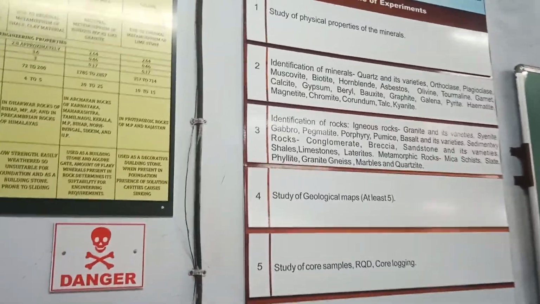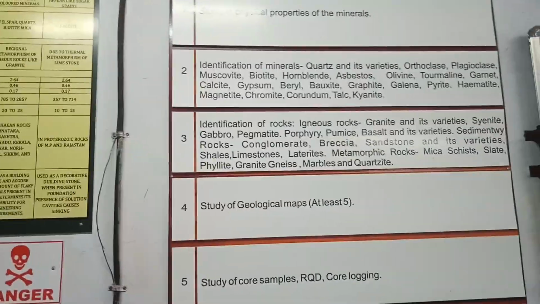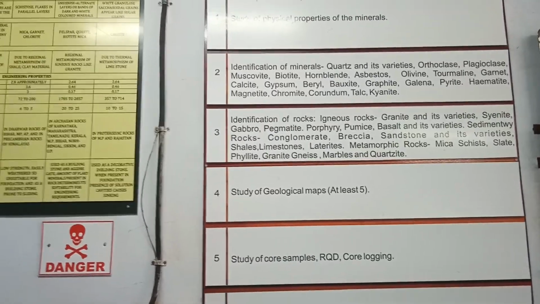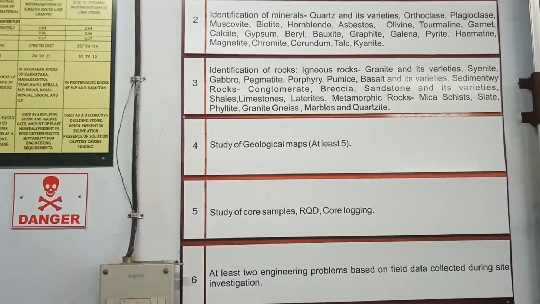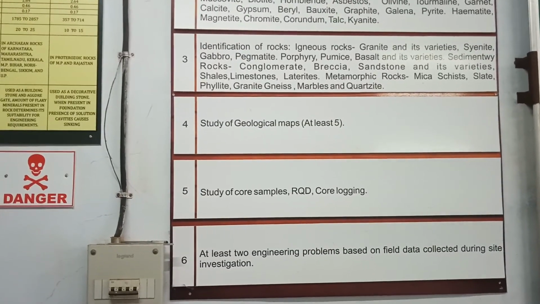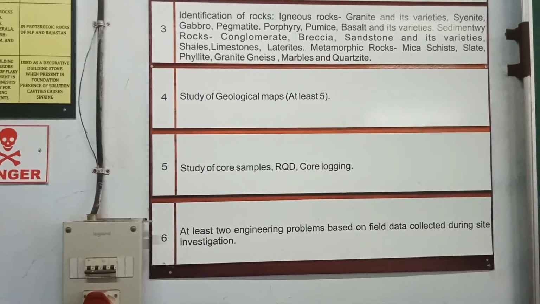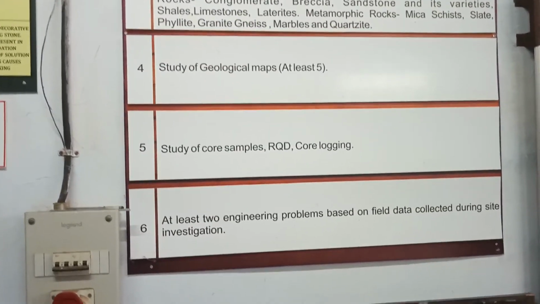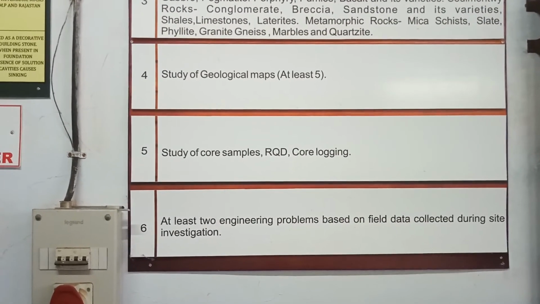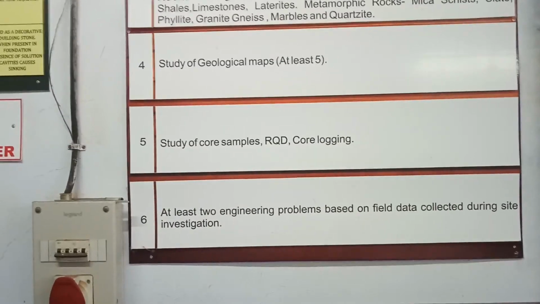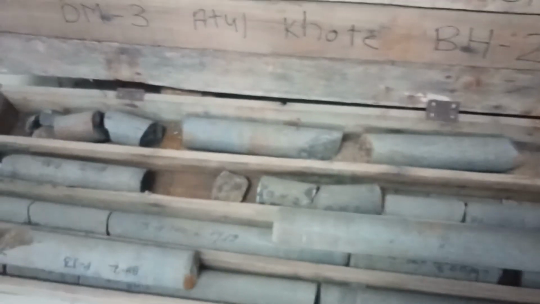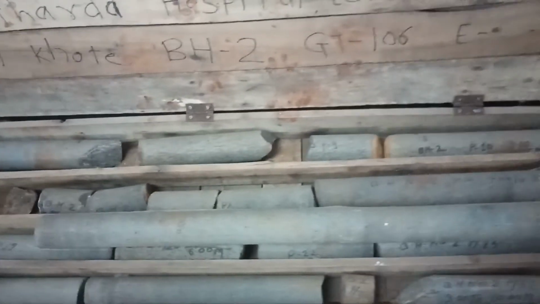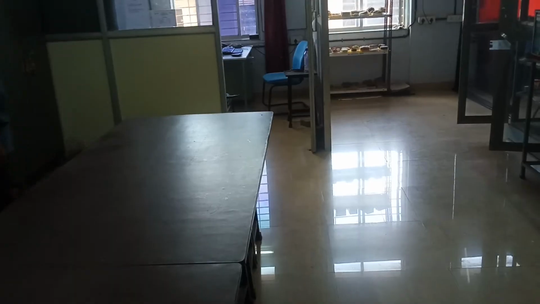There are 6 practicals which are generally conducted in this lab. The practicals include study of physical properties of mineral, identification of mineral, identification of igneous, sedimentary and metamorphic rock, study of geological map, study of core sample RQD and at least 2 engineering problems based on field data. For RQD, the core samples are present in the lab. These are the core samples collected from the nearby construction site.